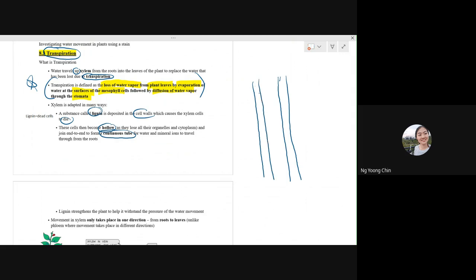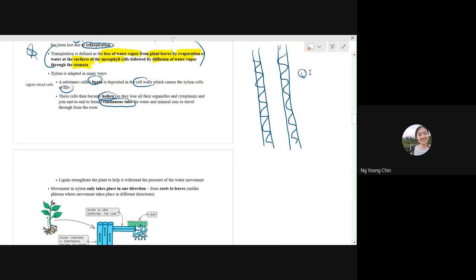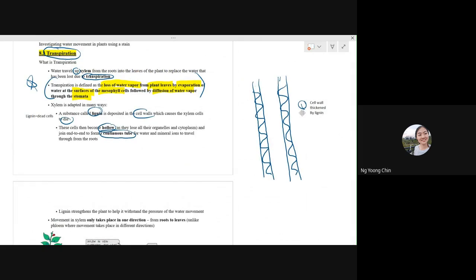And this cell wall is thickened by lignin. So this is the lignin. Actually, there's a pattern in the lignin, but in IGCSE, you just need to know that the xylem vessel cell wall contains lignin. So the first one is they contain a thickened cell wall. I mean, the cell wall is thickened by lignin. This is the first thing you should know.